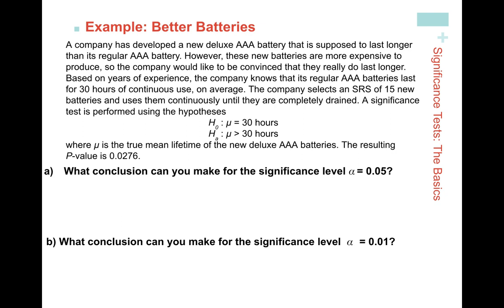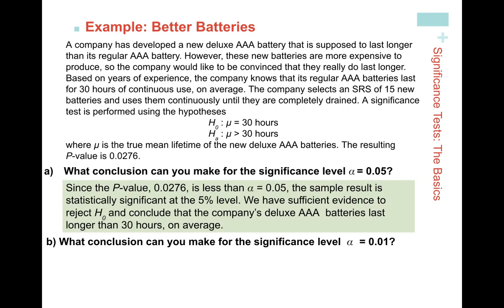The second sentence is a statement about HA in context. This is strong evidence that the true mean lifetime of the new deluxe AAA batteries at this company is greater than 30 hours. Those are your two sentences.